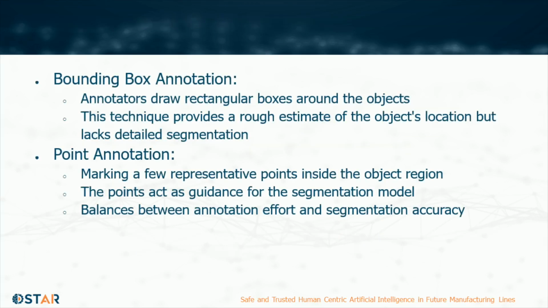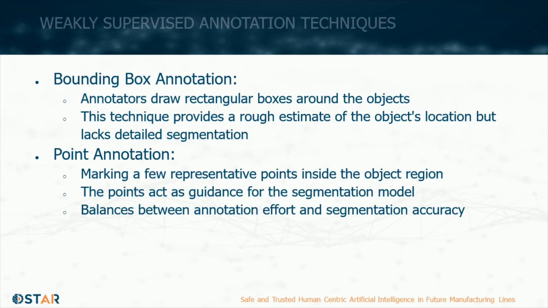2. Weakly supervised annotation techniques. Bounding box annotation. In cases where precise segmentation is not required, bounding box annotation can be a cost-effective alternative. Instead of segmenting each object pixel, annotators draw rectangular boxes around the objects. This technique provides a rough estimate of the object's location but lacks detailed segmentation.